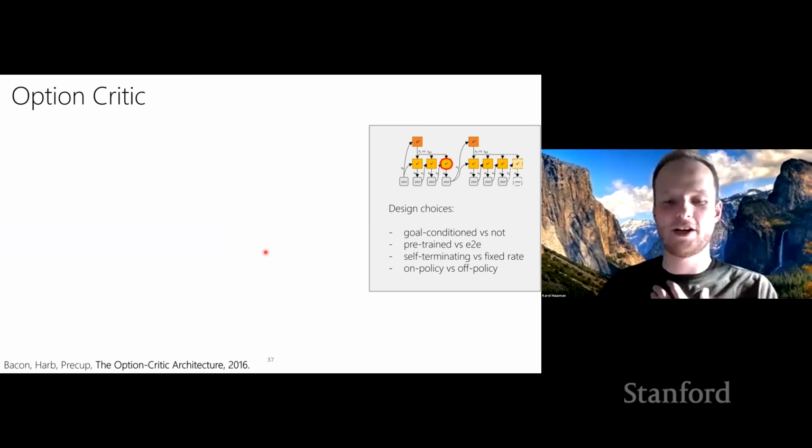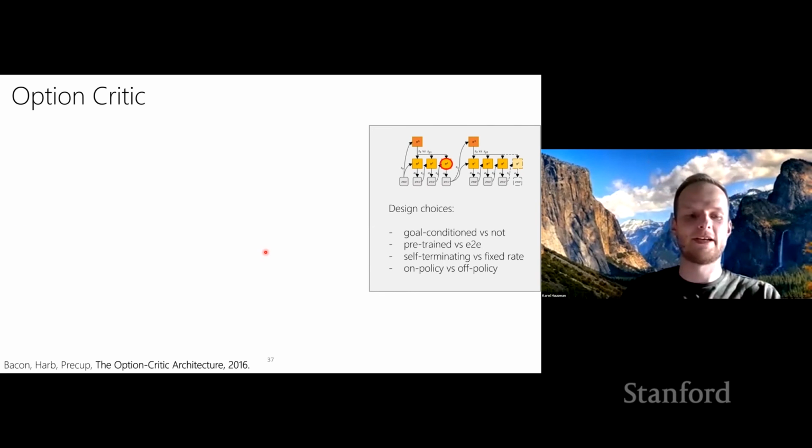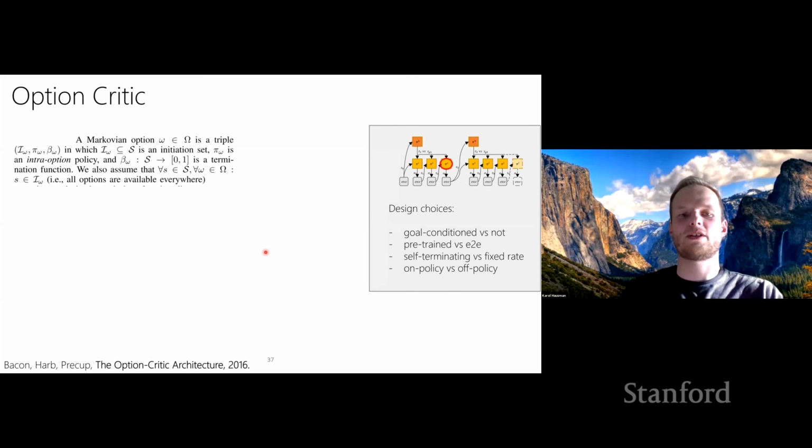So this paper is called the Option-Critic Architecture, written by Bacon et al. This concept was actually known for quite a long time, but the paper applies it to this modern deep reinforcement learning scenario. It's the concept of an option. An option, here depicted by omega, is a triple that consists of I omega, pi omega, and beta omega.